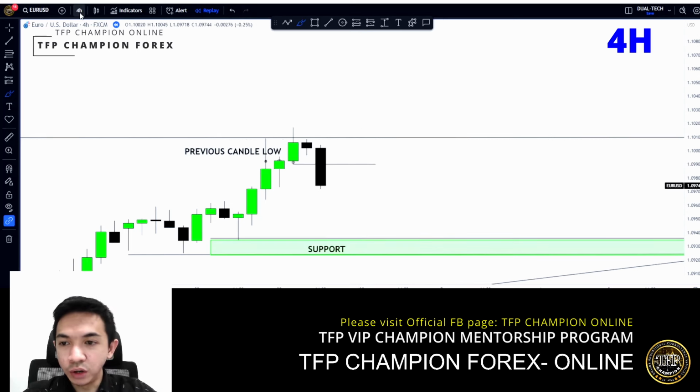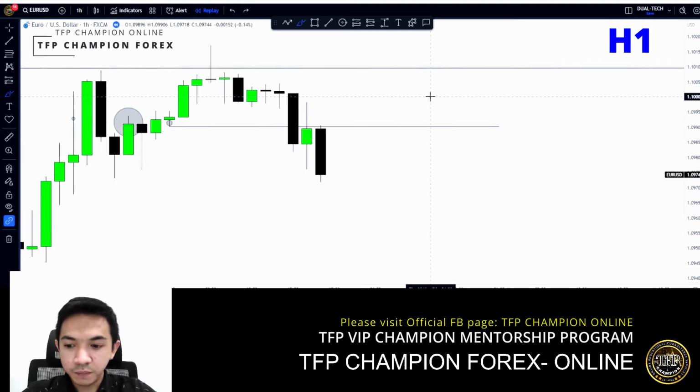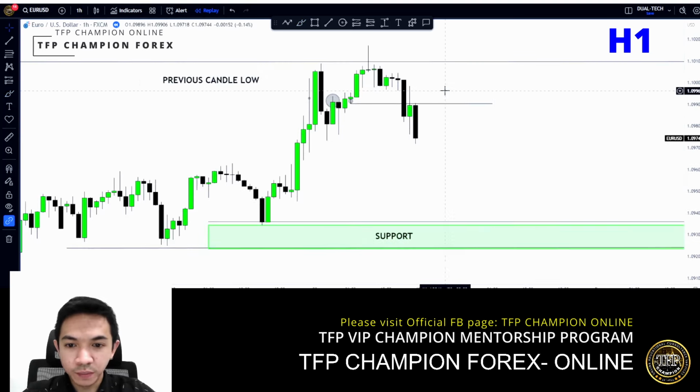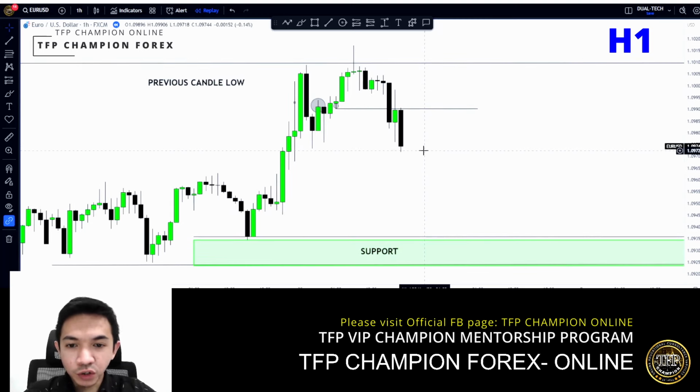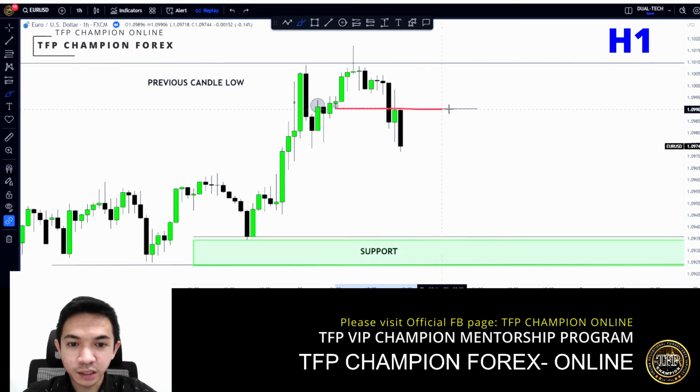Okay? So I will go down sa 1 hour to check the structure ng market. Okay? Para ma-satisfy yung rules natin. So, tingnan natin. So, kung makita nyo, meron tayong break of momentum coming from buyers going to sellers. So, yung significant na week ko kanina that acting as support sa 5 minutes, okay, have been broken. So, does this satisfy my system rules pagdating sa execution natin? Not yet.